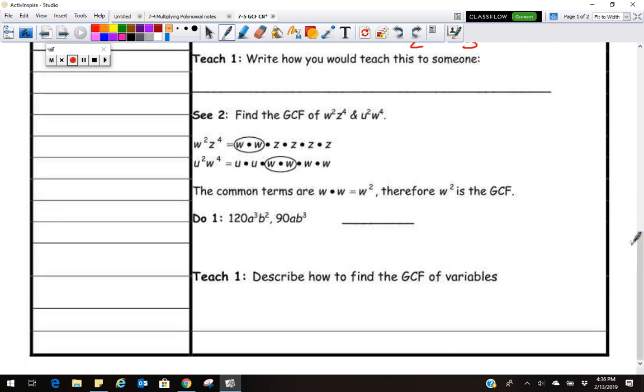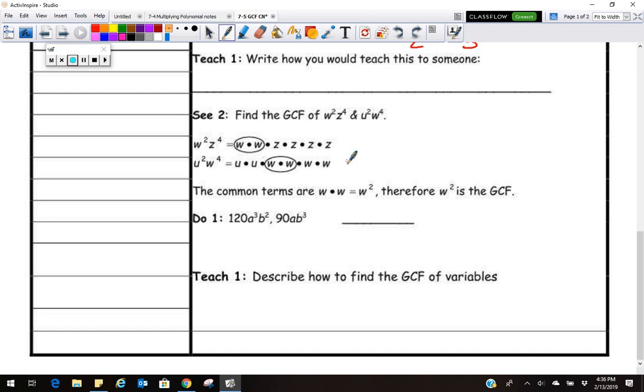The next examples, we're going to throw in some variables. So to find the greatest common factor of w squared z to the fourth and u squared w to the fourth, we've expanded. How many w's are there? There are 4 z's, there's 2 u's, there's 4 w's. What do they each have? They each have 2 w's, so they have w squared. So the GCF would be w squared.